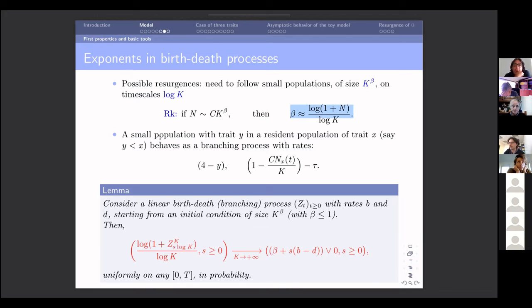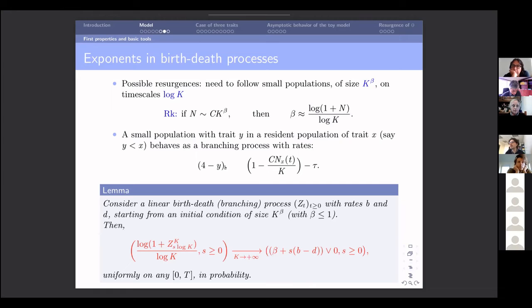Now, what would happen to a population with trait Y in the resident population of trait X? I introduce a mutant of trait Y in the population of trait X at equilibrium. It could be approximated by a binary branching process with birth rate 4 minus Y, and with death rate 1 minus C nx over K, and then minus tau because I assume, say, Y less than X. Otherwise, there would be plus tau in here. And so this is a branching process.